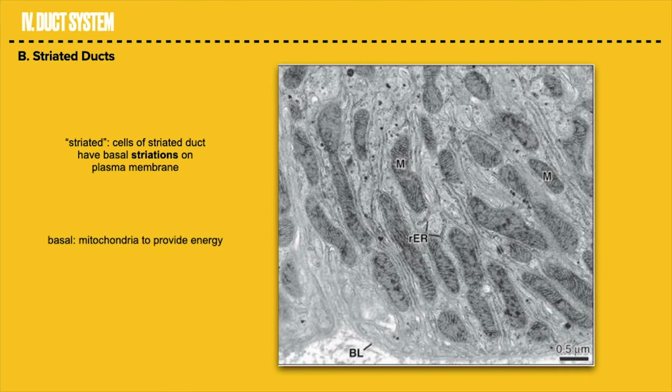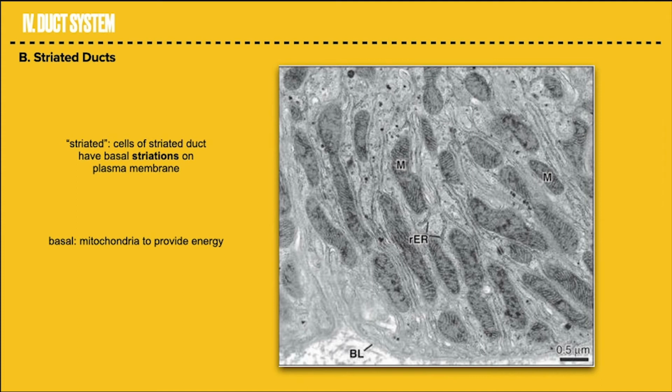In between these lines, a large amount of mitochondria are located. These mitochondria provide the energy needed for active transport of substances. On the right is an image of the basal region, with visible enfolded membranes located in between the mitochondria.